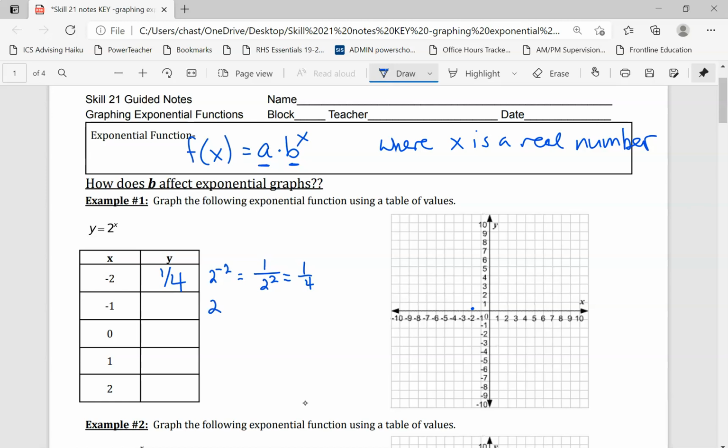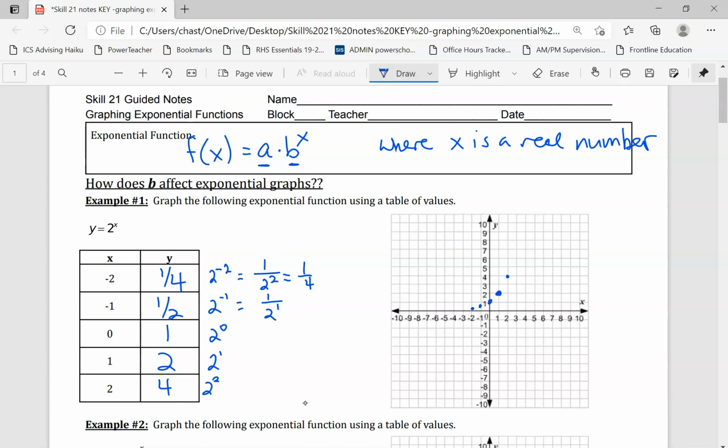If I plug in negative 1 for x, I have 2 to the negative 1, which is 1 over 2 to the first, so 1/2. So I go over to negative 1, I plot 1/2. 2 to the 0, you better know that 2 to the 0 makes 1, so 0, 1. The next one, 2 to the first, which is 2. And when x is 2, we have our y value of 2 to the second, which is 4.